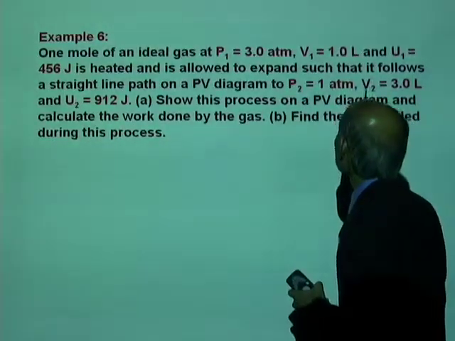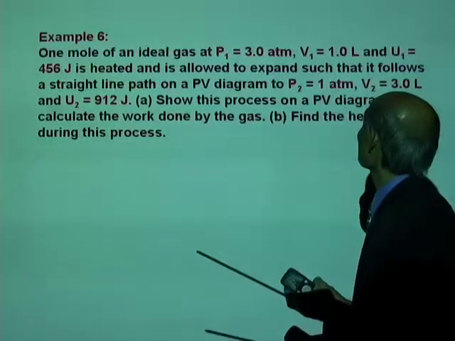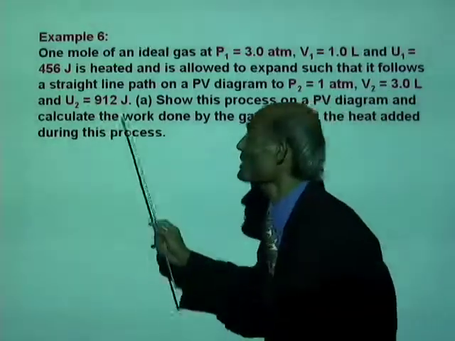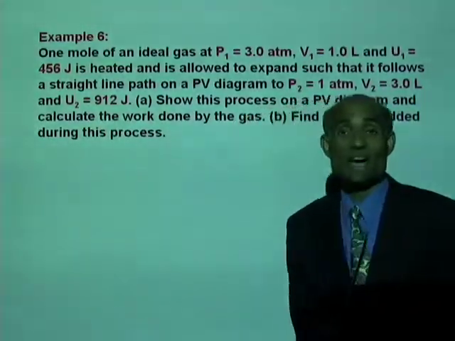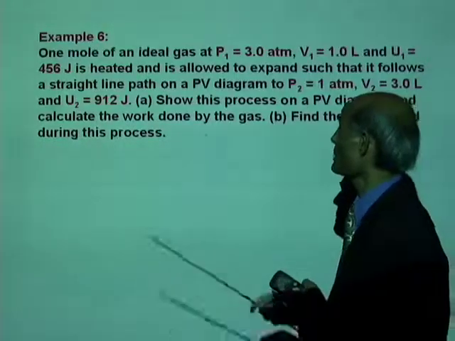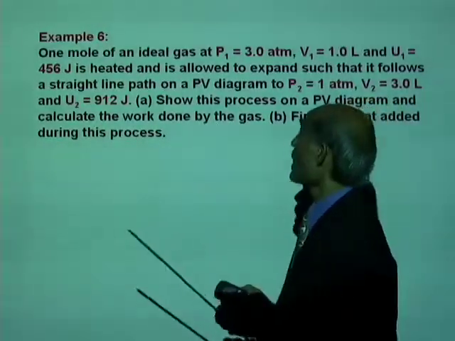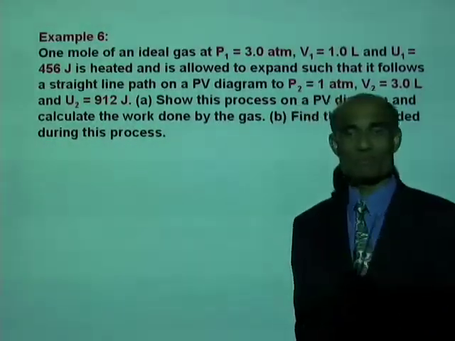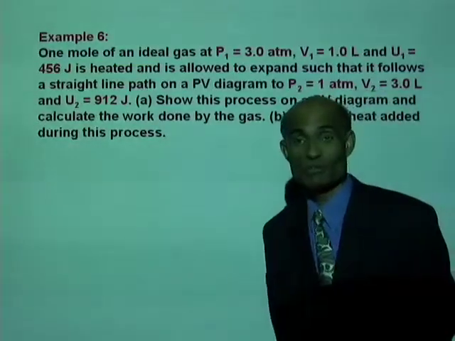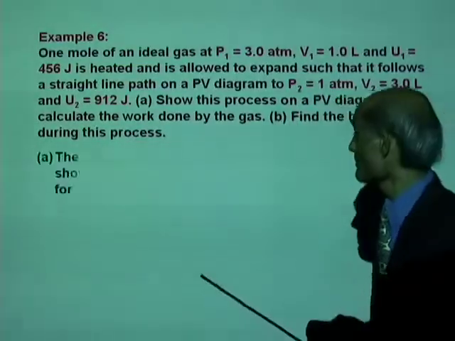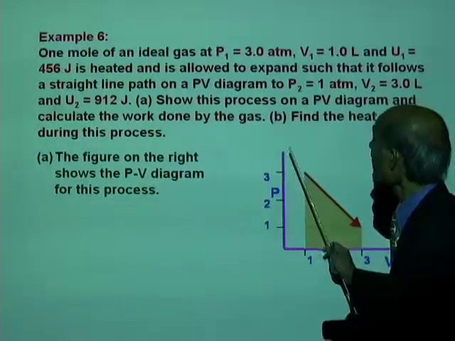P2 equal to 1 atmosphere, V2 equal to 3 liters, and U2 equal to 912 joules. Show this process on a PV diagram. Can you do that on your own? It's very simple. Okay, there you are.